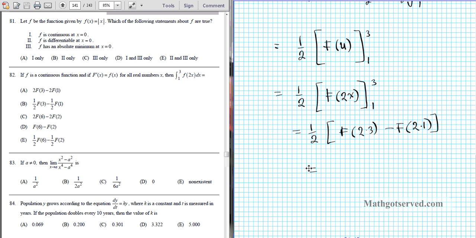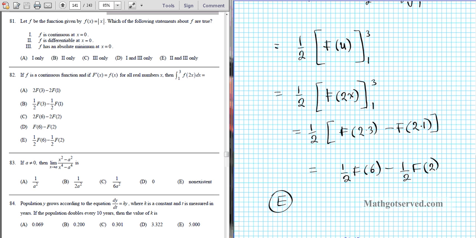Simplify a little bit more. You can distribute the 1 half. You can have 1 half times f of 6 minus 1 half times f of 2. So you can clearly see that our answer to number 82 is option E. All right, so there you have it.